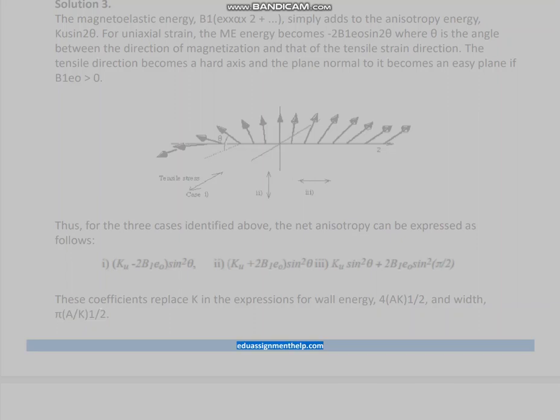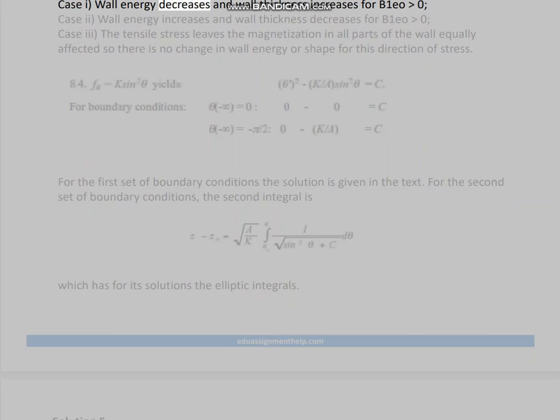Case 1, wall energy decreases and wall thickness increases for B1 epsilon greater than 0. Case 2, wall energy increases and wall thickness decreases for B1 epsilon greater than 0. Case 3, the tensile stress leaves the magnetization in all parts of the wall equally affected, so there is no change in wall energy or shape for this direction of stress. For the first set of boundary conditions, the solution is given in the text. For the second set of boundary conditions, the second integral is, which has for its solutions the elliptic integrals.